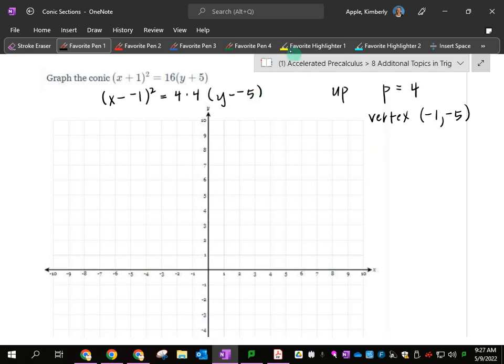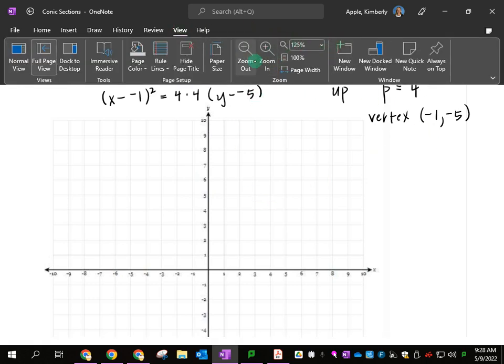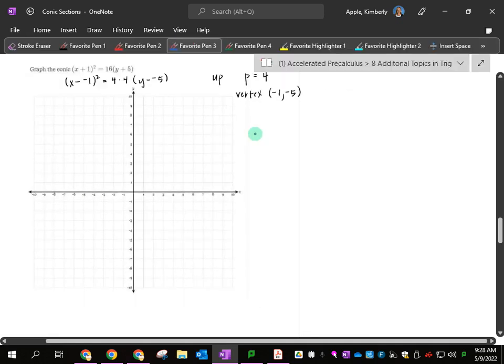All right. So I'm going to show you a little bit about another relationship. The first thing you're going to do is plot that vertex. 1, 2, 3, 4, 5. Then I always recommend finding the focus. The focus is going to be 4 units away. If this thing opens up, the focus will be 1, 2, 3, and 4. And your directrix would be down here, another 4 units away. You don't have to plot that, but I just want to show you.